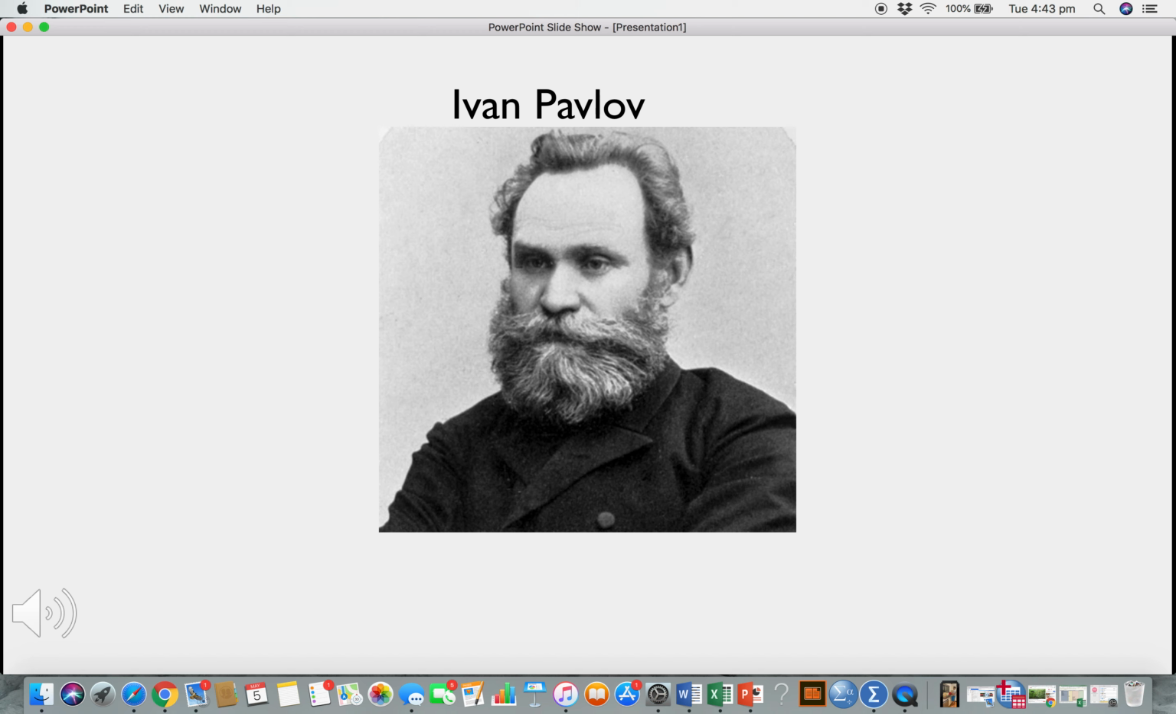Classical conditioning was discovered in the late 19th century by the Russian physiologist Ivan Pavlov. Pavlov discovered classical conditioning through his experiments on the digestion of dogs. During his experiments, he noticed that the dogs would not only salivate when presented with food, but also upon entering the laboratory where their experiments were conducted.